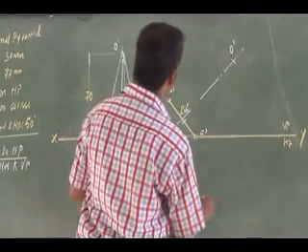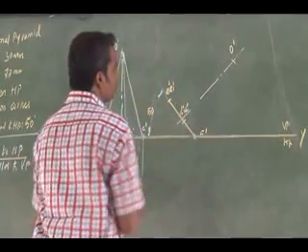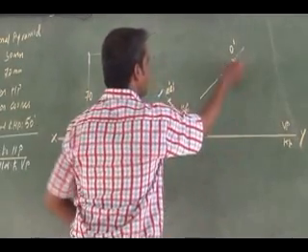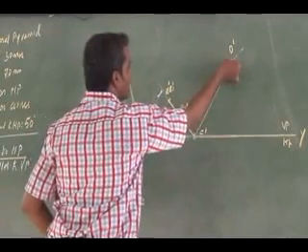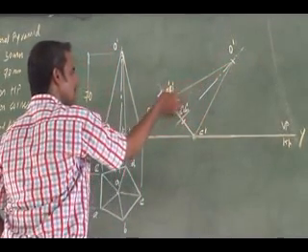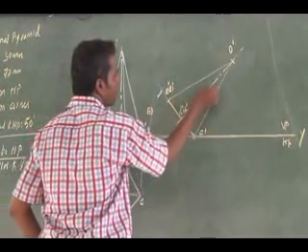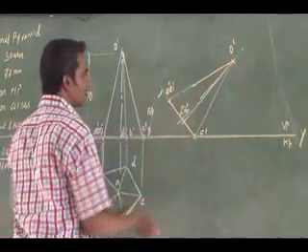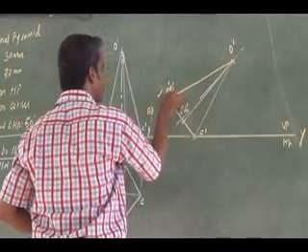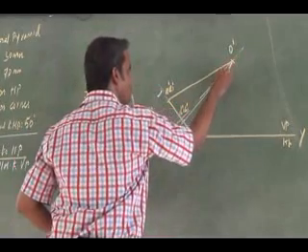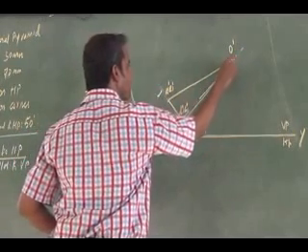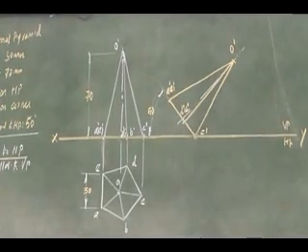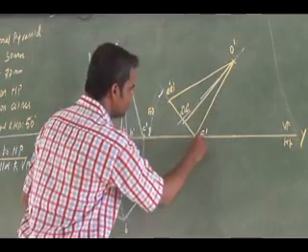Then I can redraw the slant edges also. Once you have redrawn this front view, you can proceed to the final top view. Just extend the projectors.